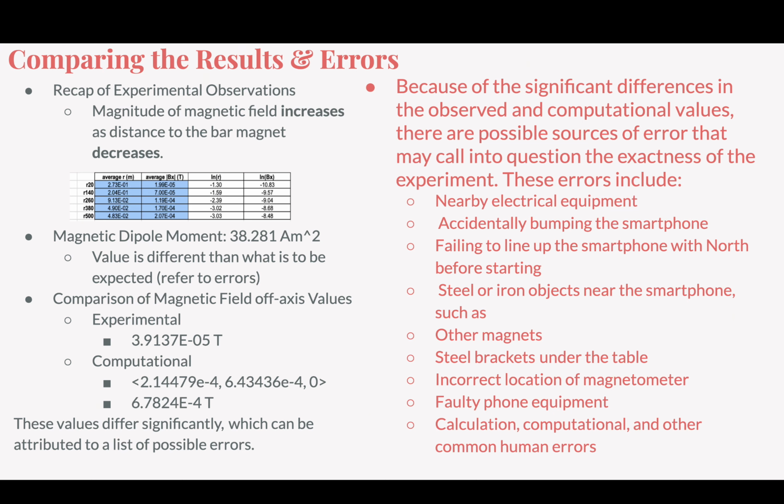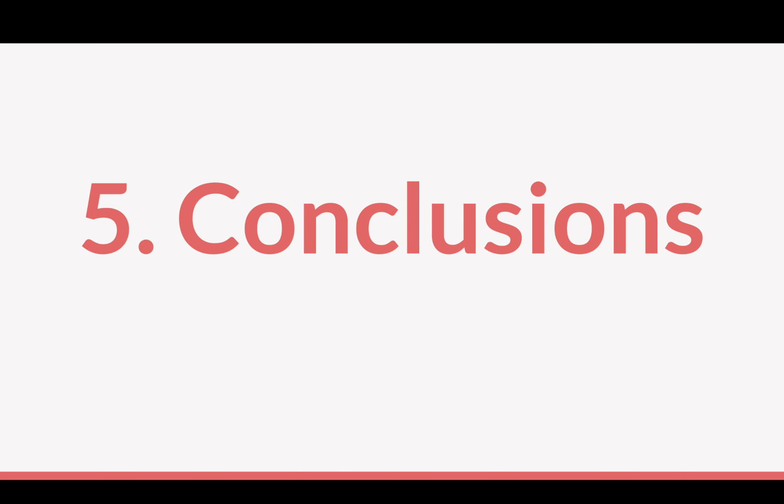Because of the significant differences in the observed and computational values, there are a couple errors that may call into question the exactness of this experiment. These errors can include nearby electrical equipment, accidentally bumping the smartphone, failing to line up the smartphone with the north before starting, steel or iron objects near the smartphone, finding the incorrect location of the magnetometer, faulty phone equipment, and human errors.